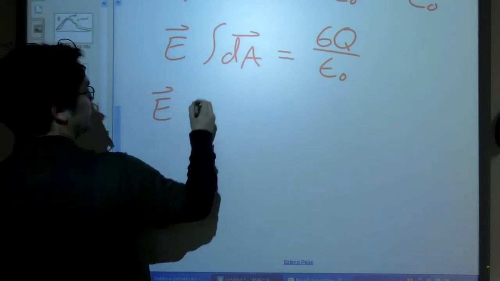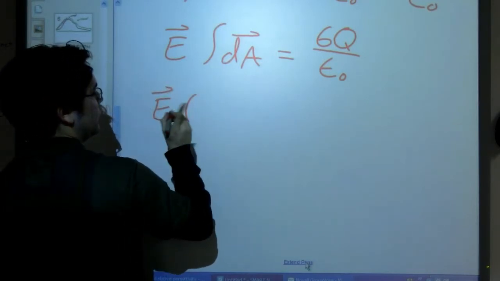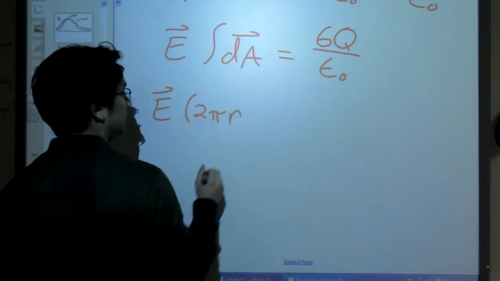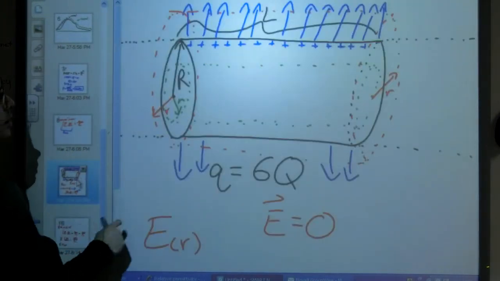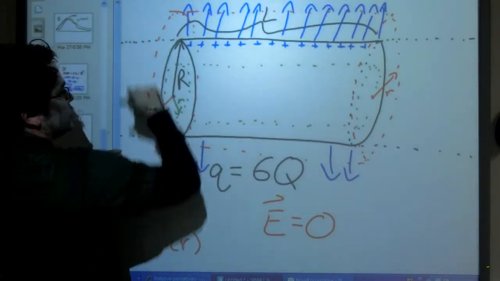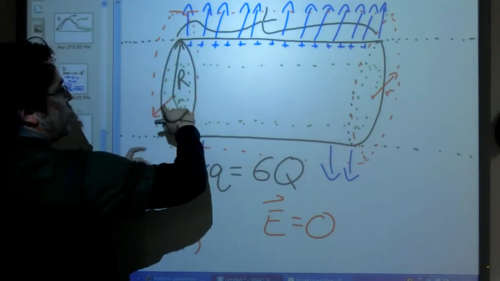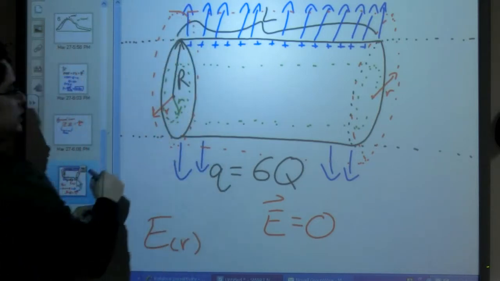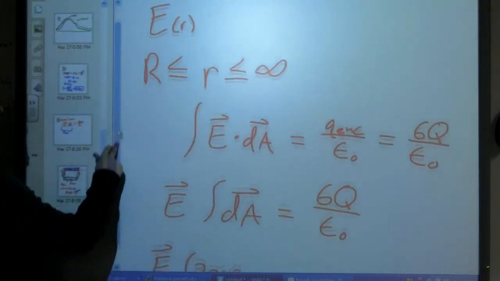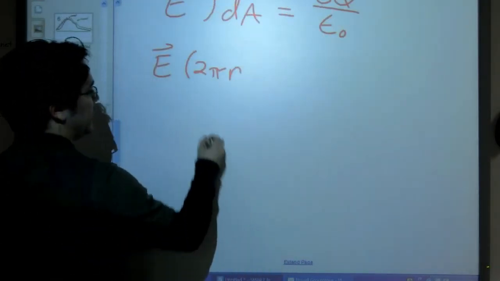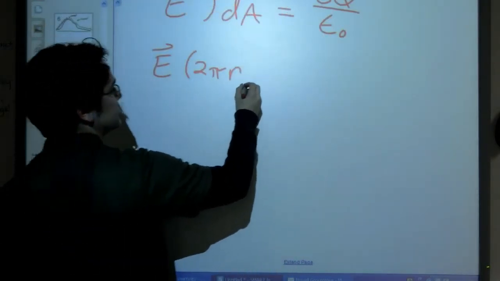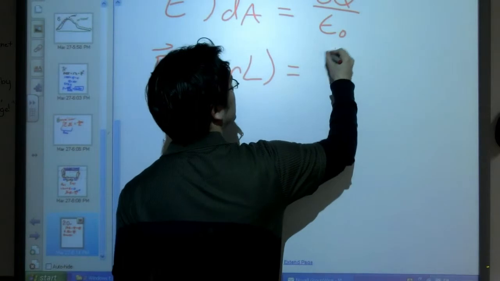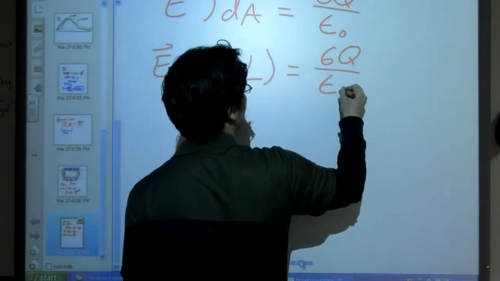I know that it's my electric field times my area, which I said was our circumference, which is 2 pi r. Right now it's little r because we want the surface area of our Gaussian surface, not big R because that's just of our wire. Right now we're outside. We could have an arbitrarily big cylinder, and so I need to use the little r, the r that we're currently at. So I've got 2 pi r, that's my circumference, times however long it is, so that's going to be capital L, equals 6q divided by epsilon naught.